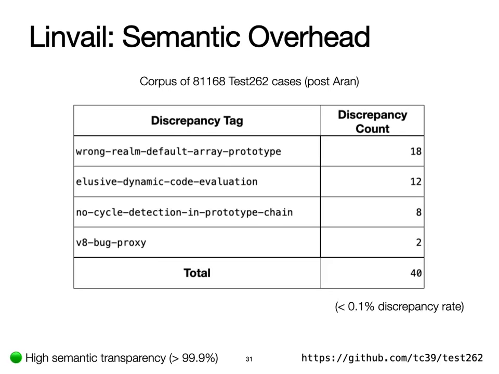provenance. To evaluate the semantic transparency, I deployed Linveil on Test262, similar to what I did for Aran. The same analyses participated in the experiment, and they all introduced the same semantic discrepancies. For instance, these discrepancies were because proxies prevent detecting cycles in the prototype chain. The bottom line is that Linveil is highly semantically transparent, with a failure rate of less than 0.1% on Test262.